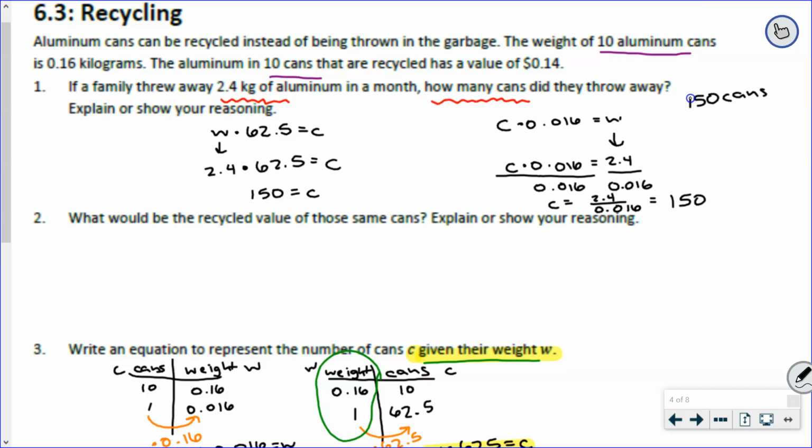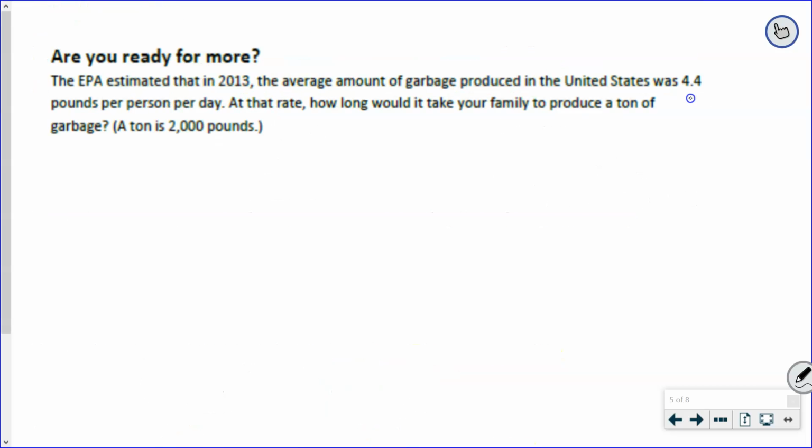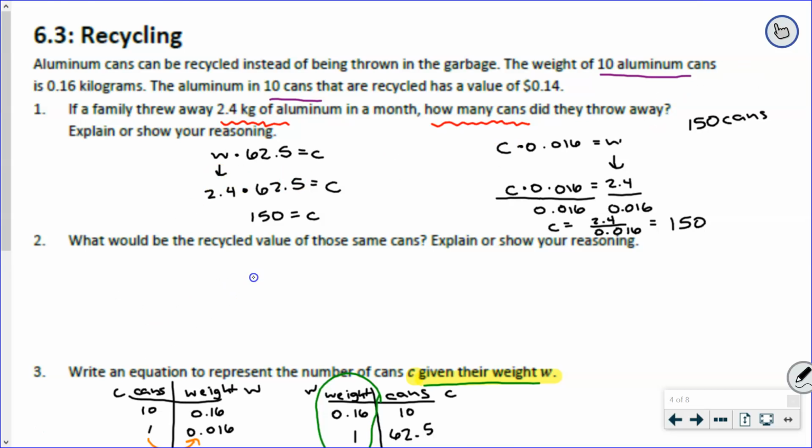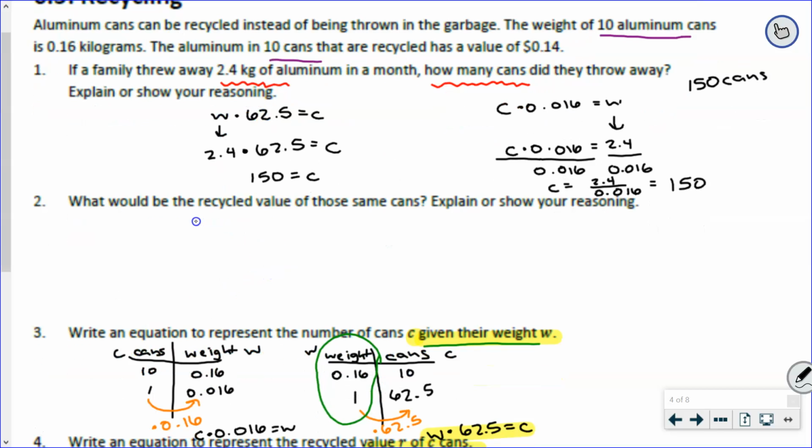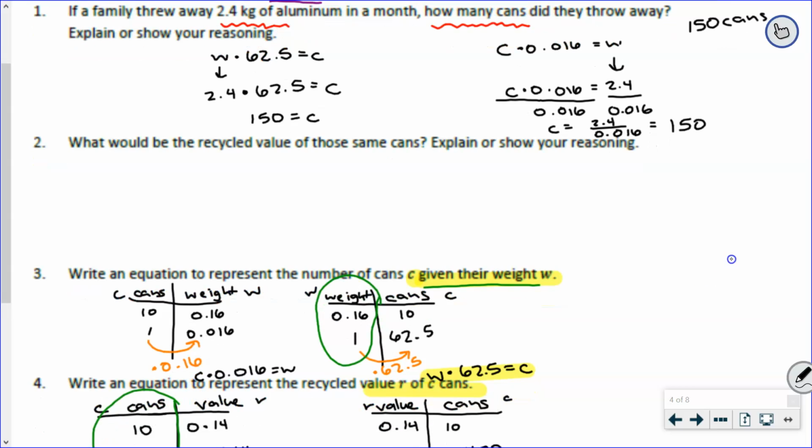Now, question 2, and this is where we're going to finish because I think it's the summary page next. What would be the recycled value of those same cans? Again, listen to the question I'm going to ask. Which equation is going to be the best one to use? What is the recycled value of those cans? Visit with your groups. Which equation do I want to use? Okay, come back to me.